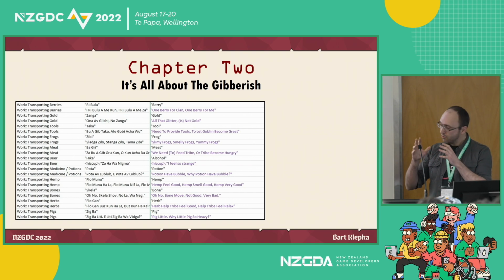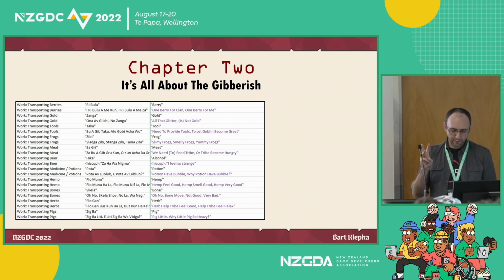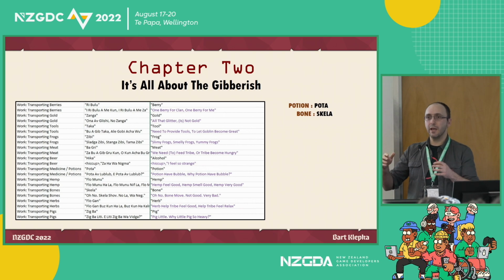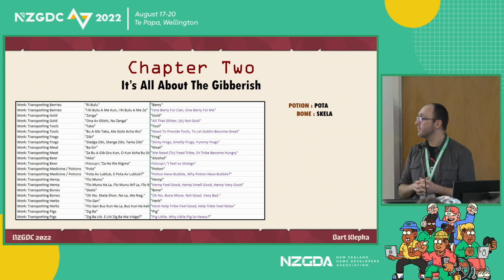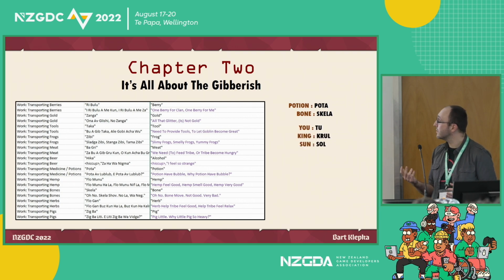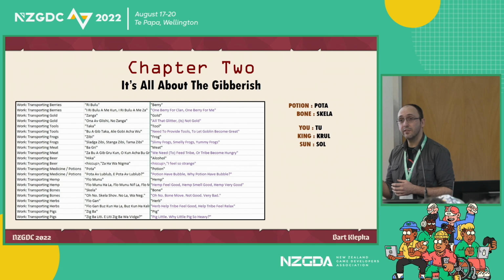So creating these words, there wasn't really a formula I came up with to do this, but there were four ways I would translate it. The first way would be a reference to the English language itself. Persian would become potta. Bone would become skella, as in skeleton. Sometimes there were references to other languages. You being tu, which is Italian for you.